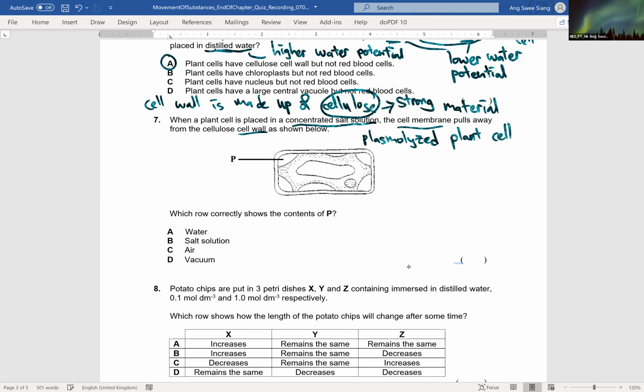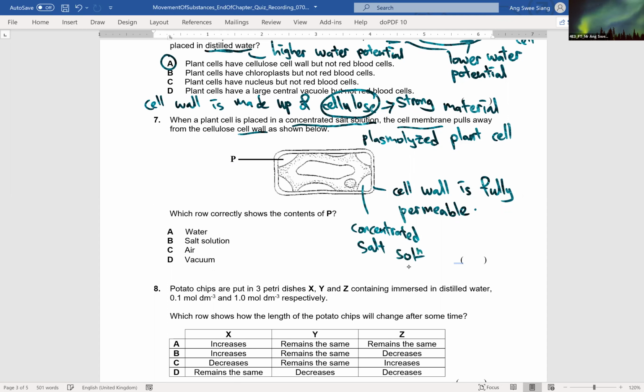Now, for this question, what you need to remember and recall is that the cell wall is fully permeable. So all substances can pass through it because it's fully permeable. So if this cell is placed in a concentrated salt solution, the solution will be able to pass through the cell wall. So all this empty space will be concentrated salt solution. So the only possible answer will be B.